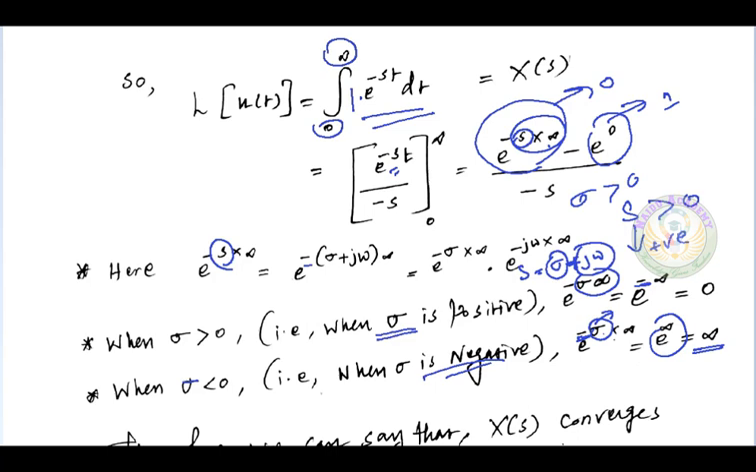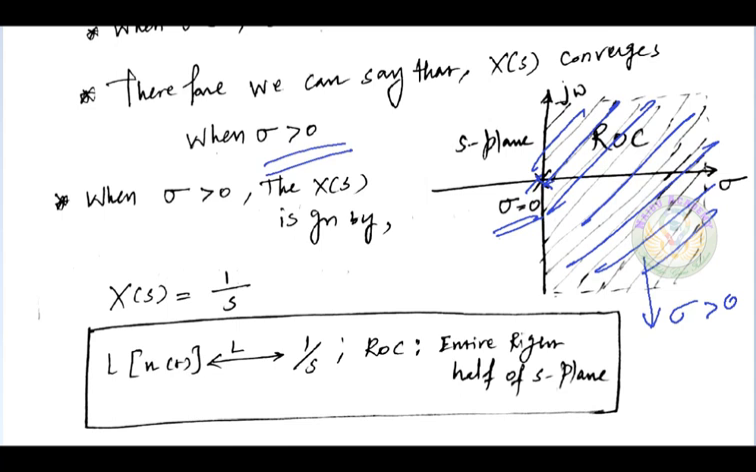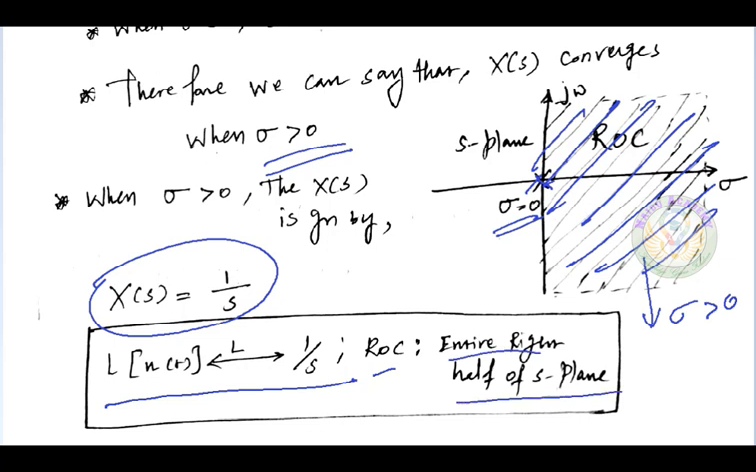Then this minus and this minus, and it is 1. So minus 1 divided by minus s, that will give you what? That will give you X of s is 1 divided by s. So this is the Laplace transform pair. Laplace transform of u of t is 1 divided by s. Region of convergence: the entire right half of the s plane. Otherwise you can say sigma is greater than 0.